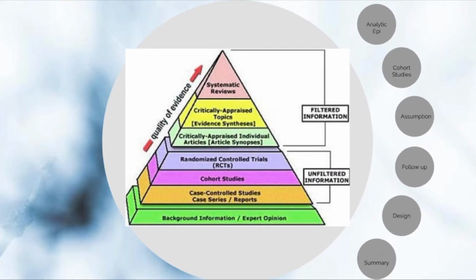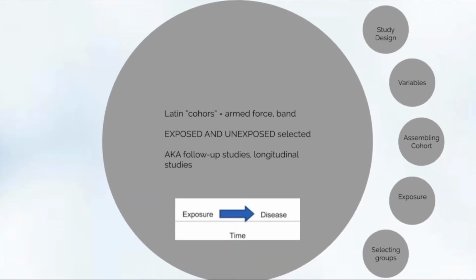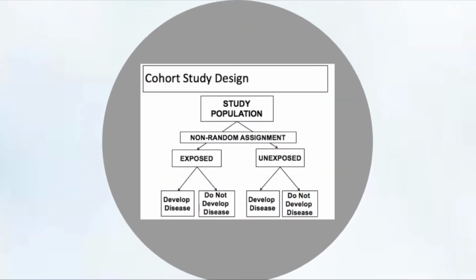Now that we've talked about what observational studies are, this diagram illustrates how to determine which study design to use. If you are sampling in regards to exposure or the suspected cause, that is when you would use a cohort study. Cohort comes from the Latin cohors, which means armed force or band. This makes sense since a cohort study refers to a group of people proceeding together in time. You select the exposed and the unexposed for a cohort study.